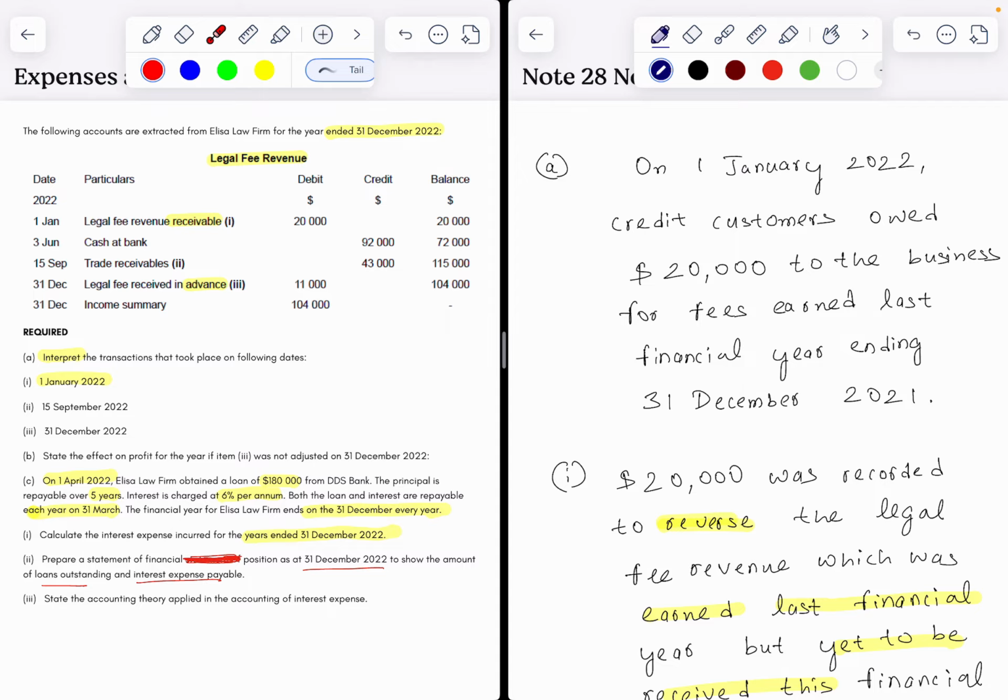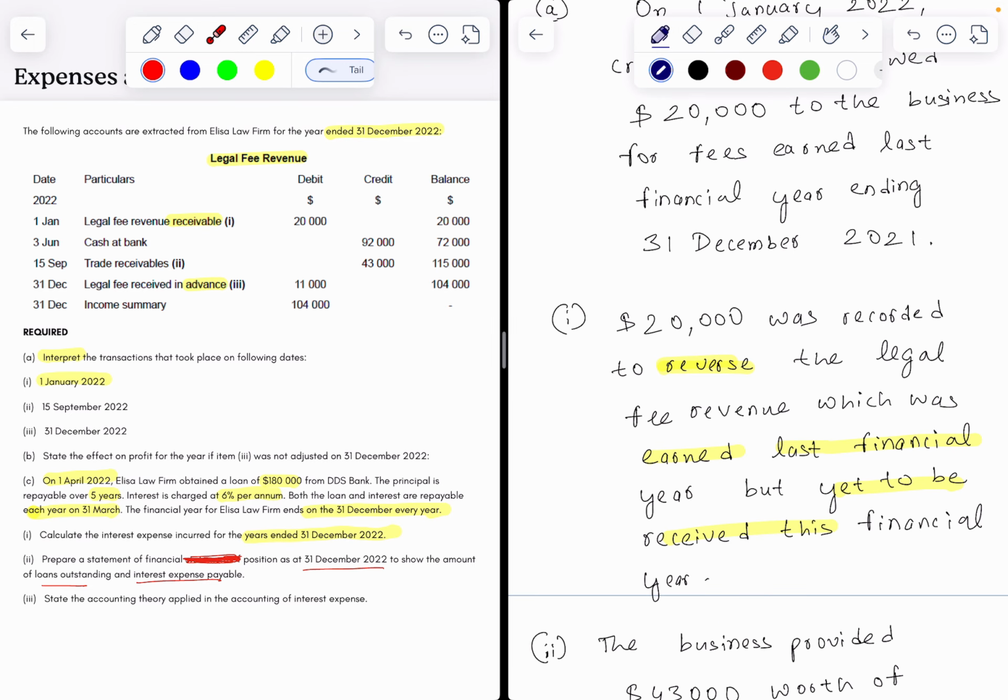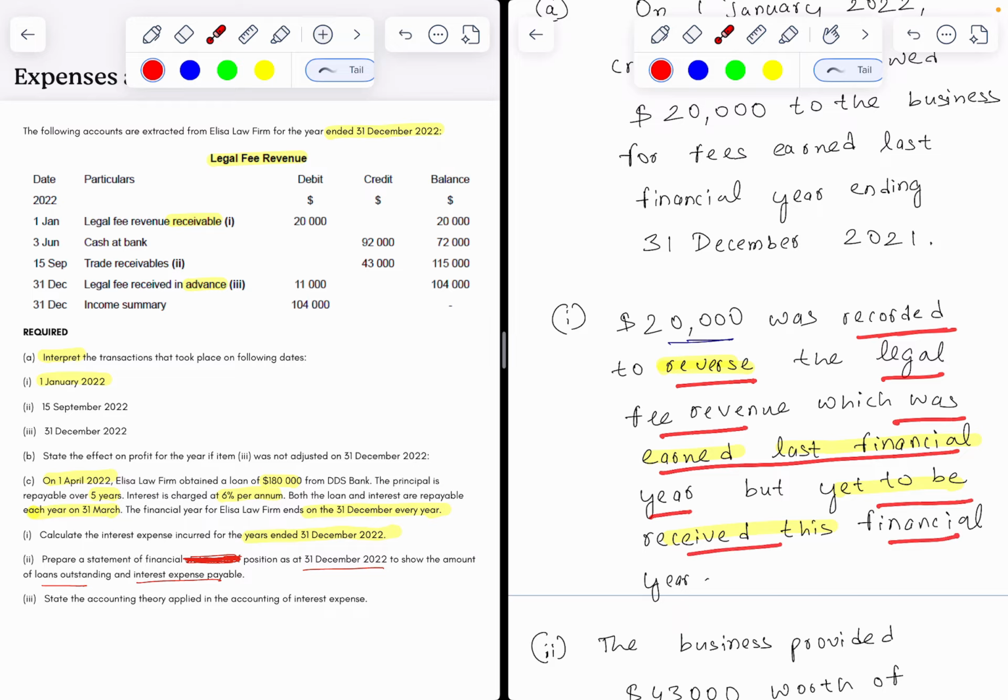So what we are mainly doing here on the 1st of Jan 2022, when we debit the legal fee revenue receivable account in the ledger account for legal fee revenue, is that we are mainly saying $20,000 that is recorded to reverse. That is a key word, all right? So we are reversing it, the legal fee revenue which was earned last financial year but yet to be received this financial year, all right?